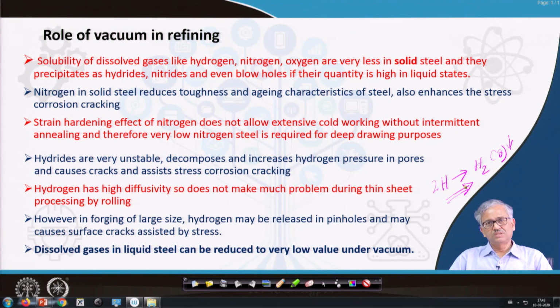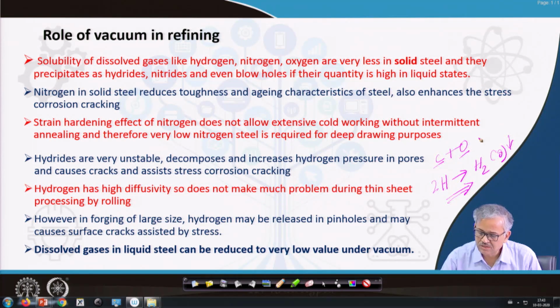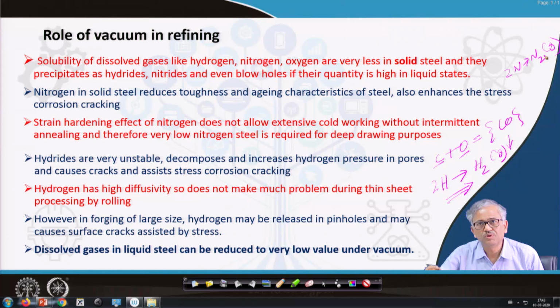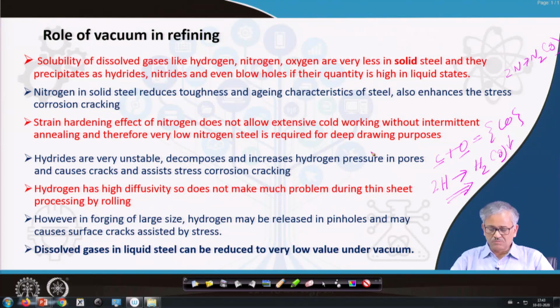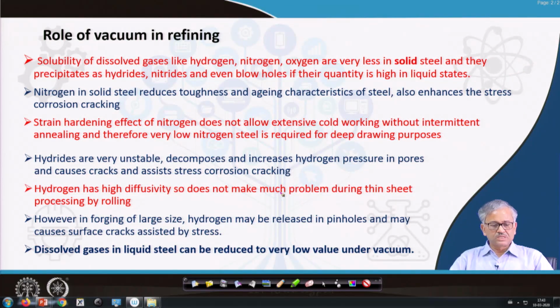This applies to both hydrogen and nitrogen. In case of oxygen, the reaction is a little different: you have the reaction forming CO gas. In case of nitrogen, two nitrogen atoms form nitrogen gas. All these reactions will respond to pressure. So under vacuum, you can bring the levels down to a very low level thermodynamically, as I will show. Kinetically there is some limitation with nitrogen, which I will discuss.